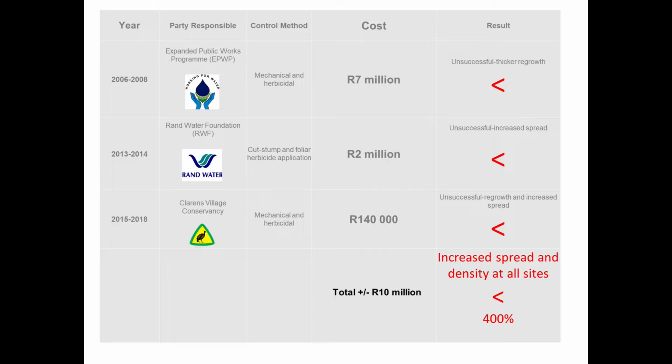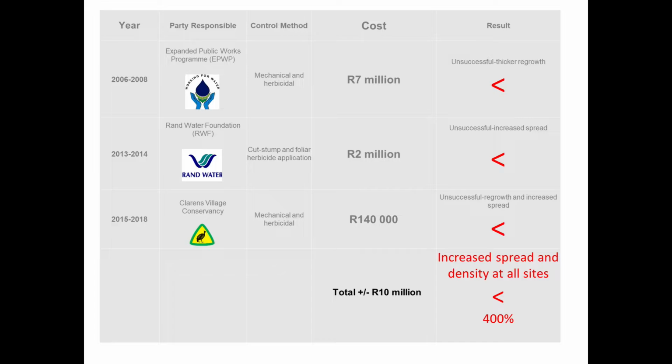And here's just a summary of what's happened and the money that they've invested. Starting 2006 to 2008, Working for Water invested 7 million, then Rand Water invested into it as well. They put in 2 million, and then once Rand Water moved out, the Clarens Conservancy have been putting in, and they're continuing the control. They put in hundreds of thousands of rand. So at the time when we were doing the study, we calculated that they put in about 10 million rand into what in general is quite small infestations of invasive species in South Africa.